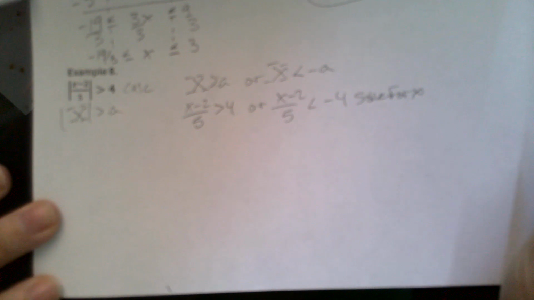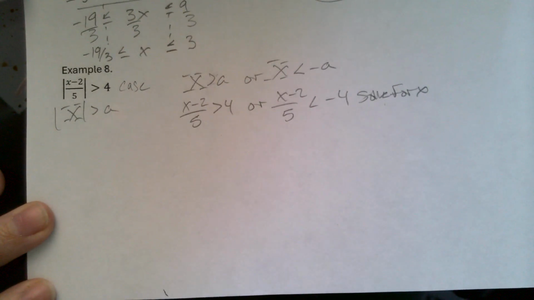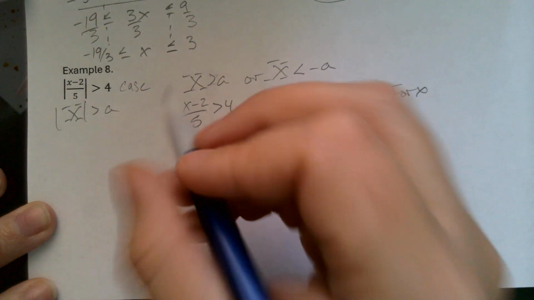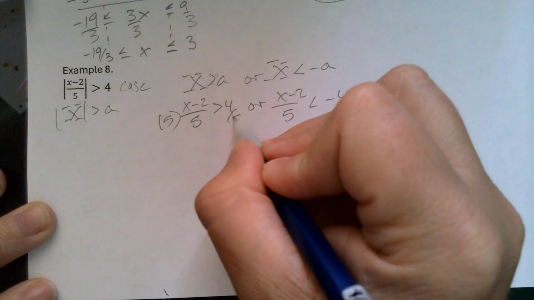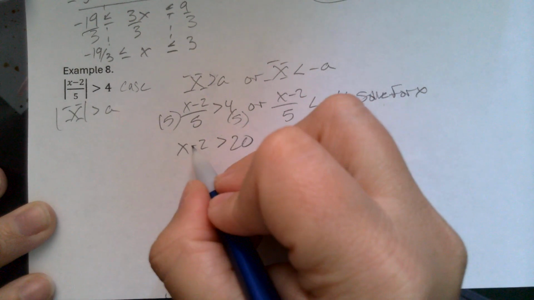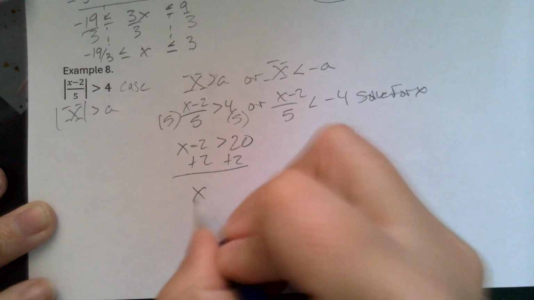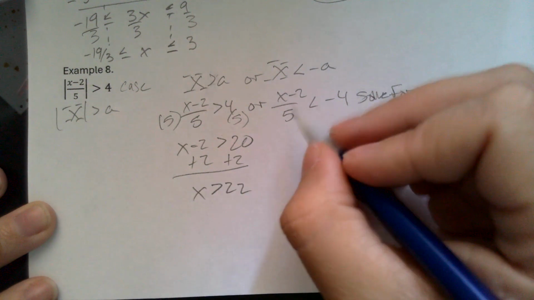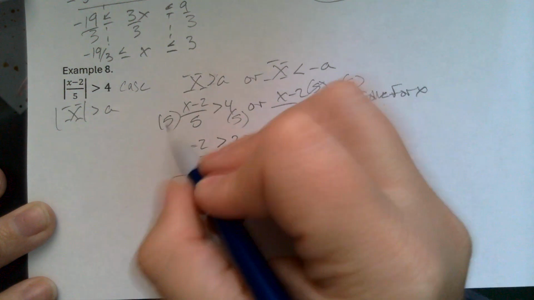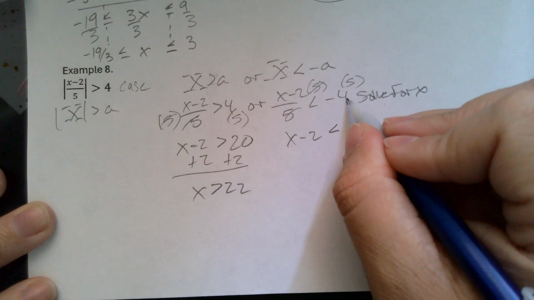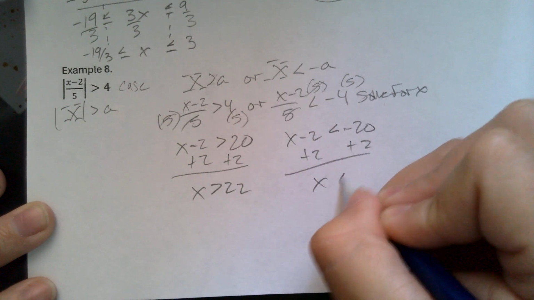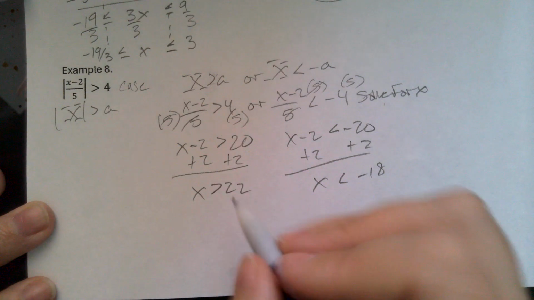I need to get rid of my fractions. I have a 5 in the denominator. The opposite of division is multiplication, so we multiply both sides by 5. That gives me x minus 2 is greater than 4 times 5 is 20. And I add my 2, and I get x is greater than 22. Do the same thing over here. We times by 5. That gives me x minus 2 is less than negative 4 times 5 is a negative 20. I add my 2, and x is less than a negative 18.